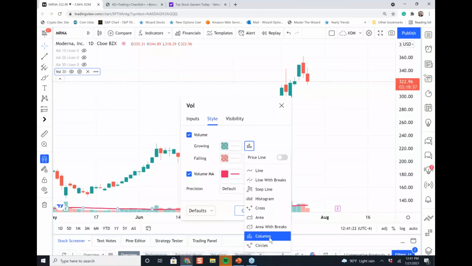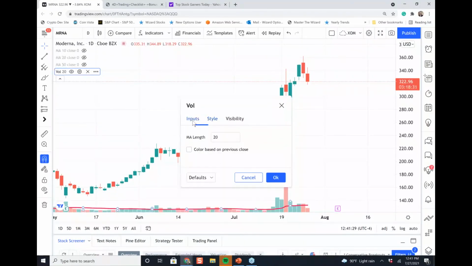Okay, so it's volume by itself. Then I've got it set to columns, and I'll explain why. Then I have my input as a 20. The length of the moving average is 20. So I'm effectively, because I'm on a daily chart, measuring 20 days of an average day, right? So I'm taking the last 20 trading days and generating an average.